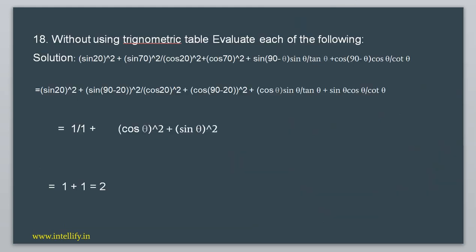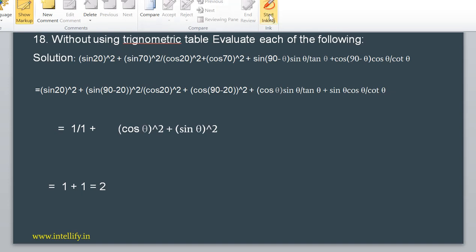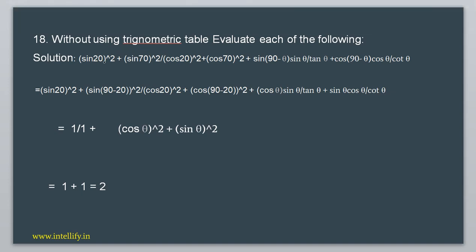We'll jump on to the next question. Without using the trigonometric table, so we don't have to use the trigonometric values of sin 20, sin 70, and so on, we have to evaluate the expression given here. We have sin 20 whole square plus sin 70 whole square by cos 20 whole square plus cos 70 whole square. So we'll take this question part by part.